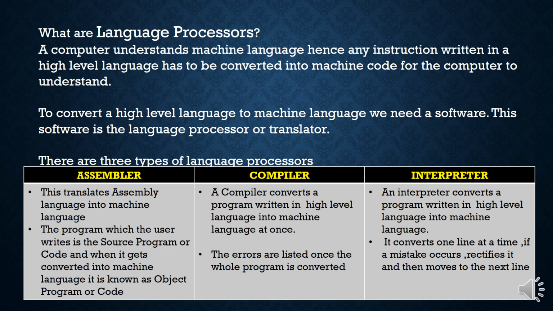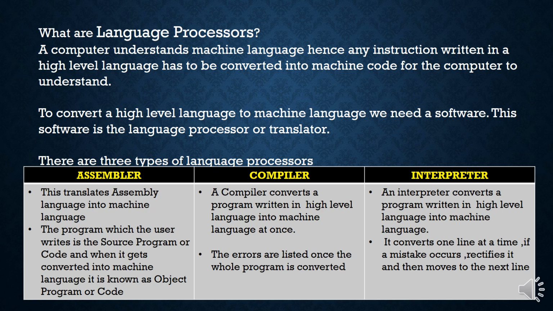An assembler translates an assembly language into machine language. The program which the user writes is known as the source program or the source code, and when it gets converted into machine language, it is known as object program or object code.